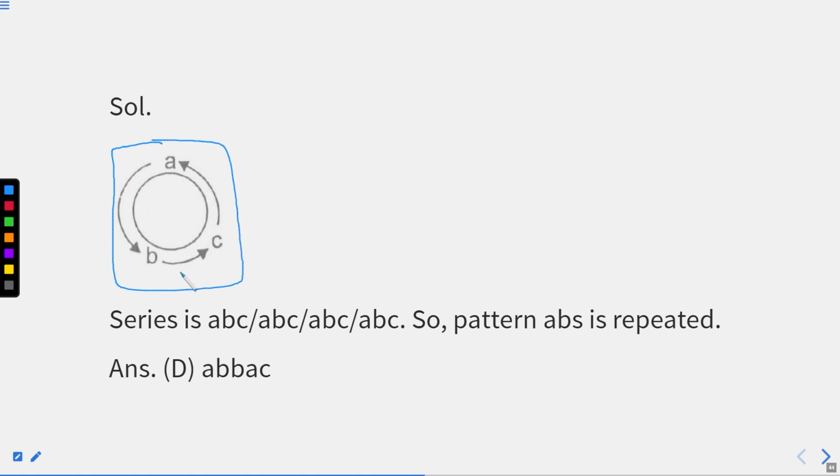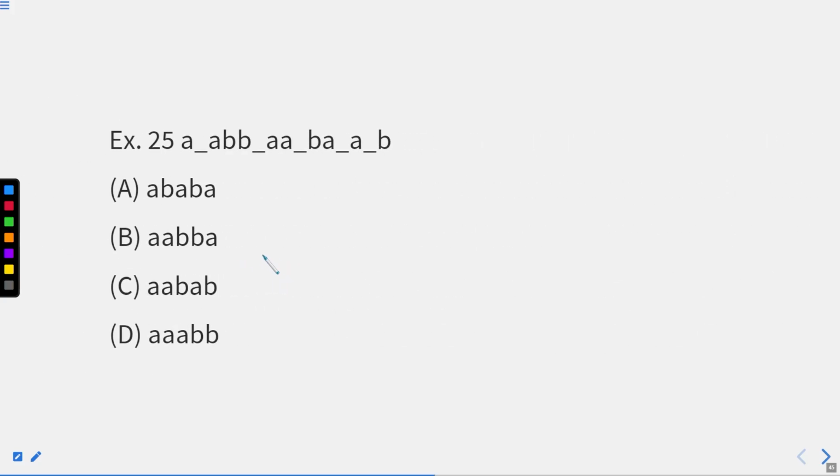And then after C, we are getting A. Then after A, we are again getting B. So in this manner, you are getting this series. I hope the question is clear. Now we'll move to the next question.